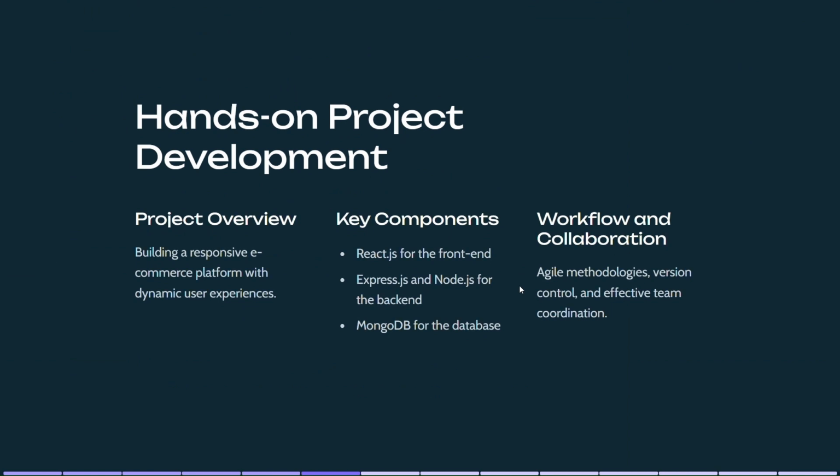So in hands-on project development, we used to build an e-commerce platform which is a clone of Airbnb, in which we majorly use React.js, Express.js, Node.js, and MongoDB, whose workflow is agile methodology, version control, and effective team coordination.